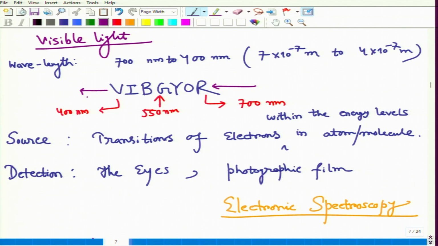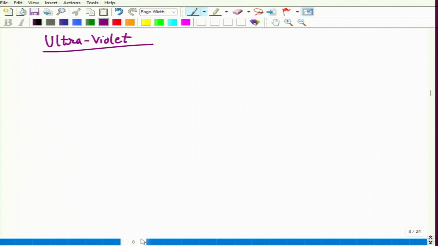The violet color has a wavelength of 400 nanometer, and ultraviolet has a wavelength less than 400 nanometer. That's why it's called ultraviolet. So what is the wavelength? It should be less than 400. So it is 4 into 10 to the power minus 7 meter to 6 into 10 to the power minus 8 meter. This is the wavelength. Okay, so what is the source?